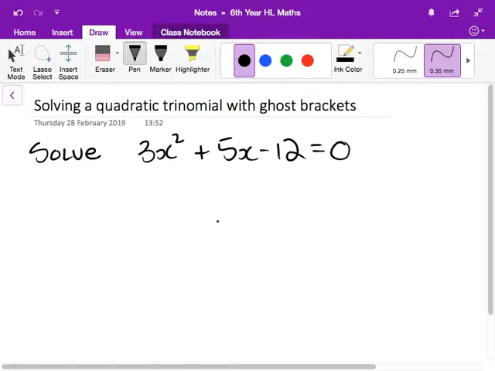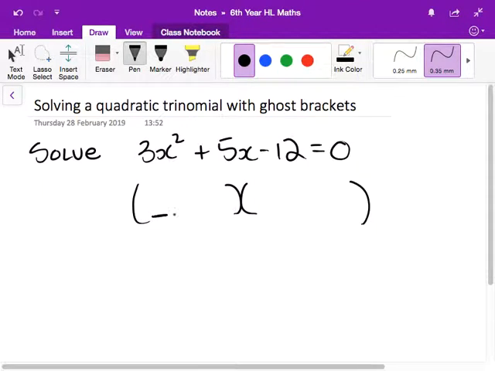Okay, so I know a few of you have been asking me how to solve a quadratic equation without using the guide number. The method is normally called ghost brackets. So essentially you input your brackets and you're going to fill them.